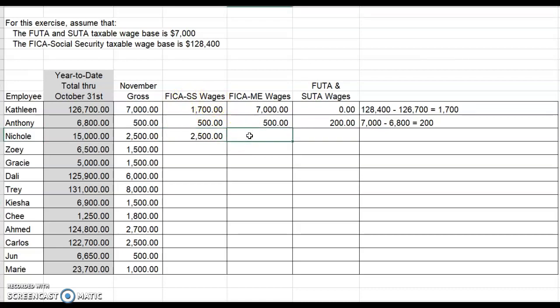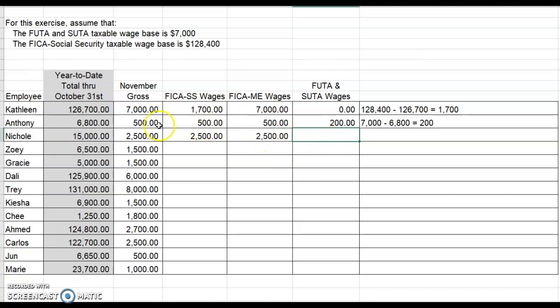There is no limit to the amount of wages on which FICA Medicare tax is charged, so all of Nicole's $2,500 of November salary is subject to FICA Medicare tax. Put $2,500 in the FICA Medicare wages column.